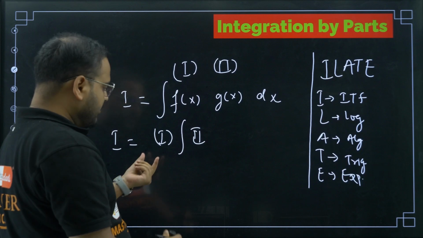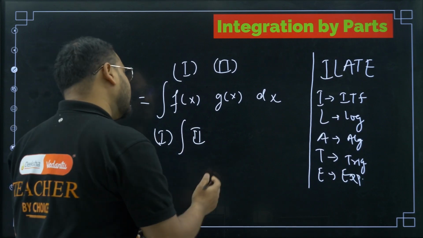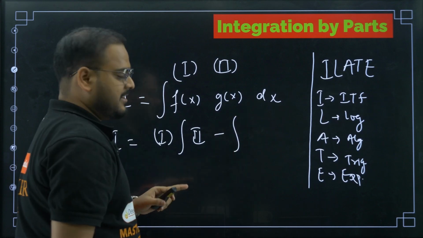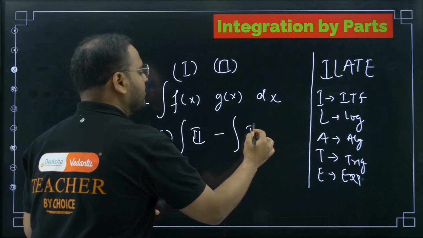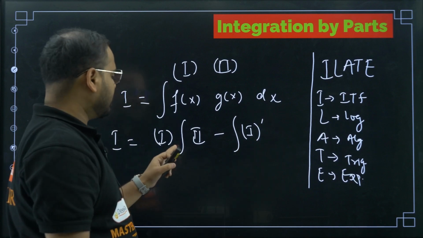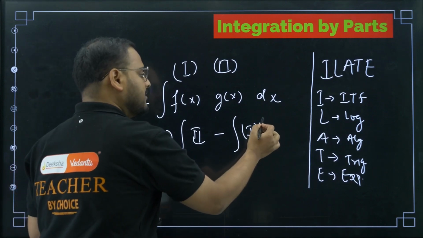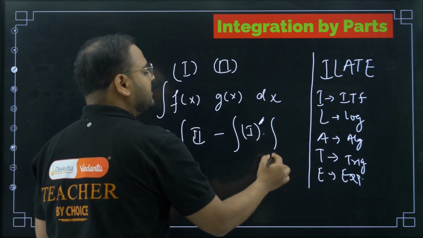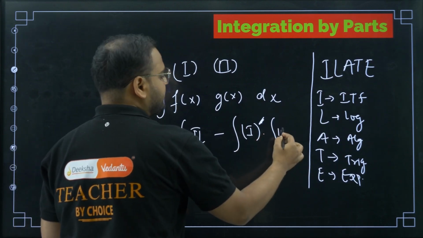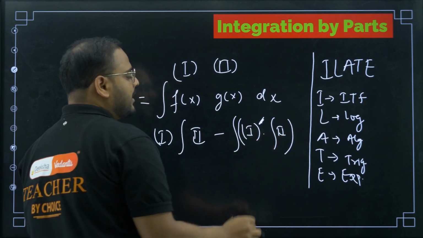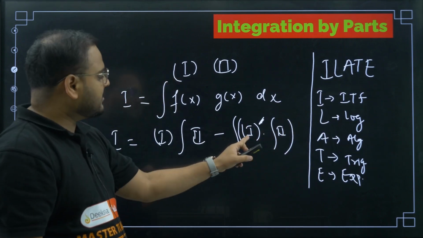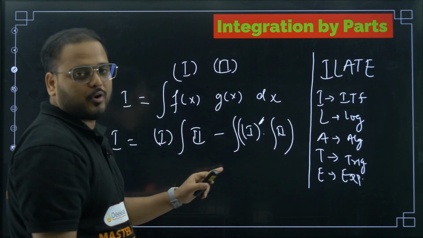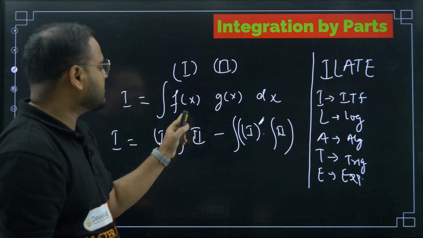Please understand this. First function as it is, integrate the second function, then I take a subtraction sign, a negative sign. Then take the derivative of the first function, and multiply it with the integration of the second function. So basically you integrate the second function, multiply with the differentiation of the first function, take the multiplication and then integrate again. This is going to be my by parts use for this multiplication.